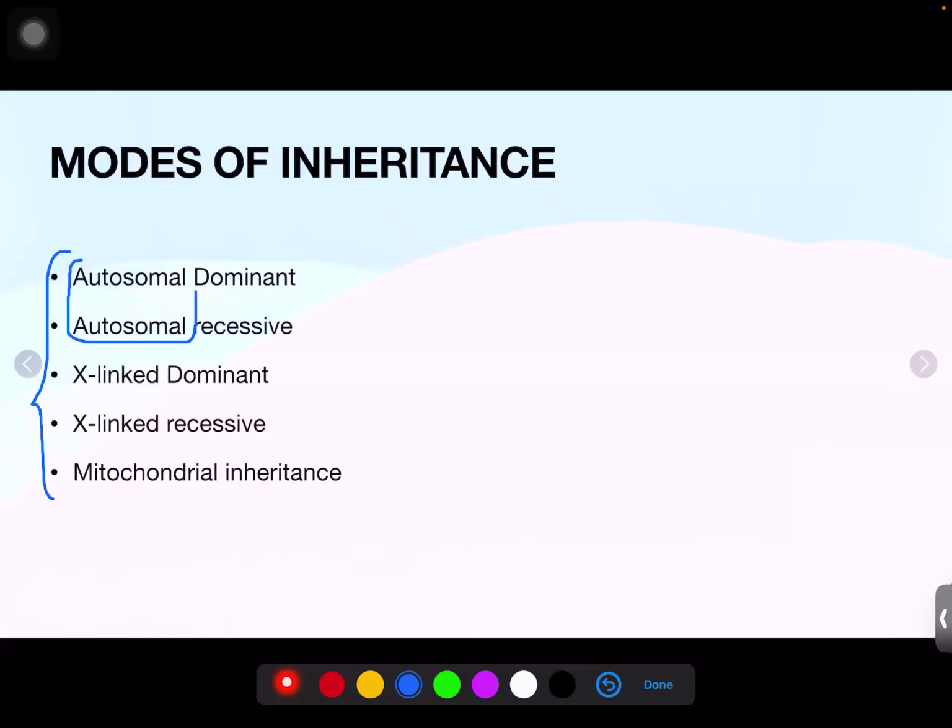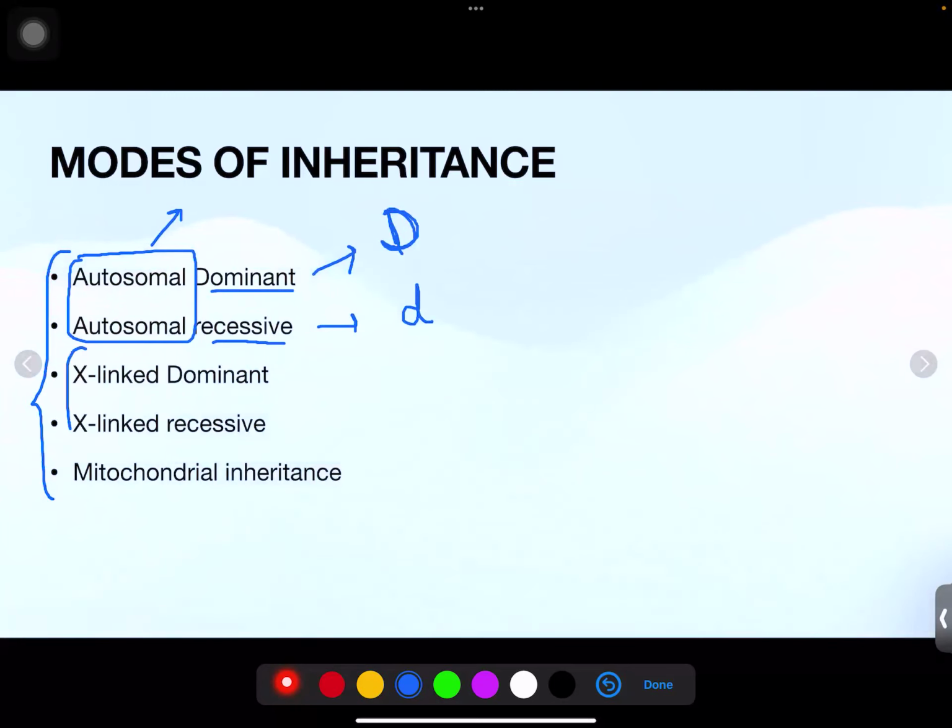Autosomal. Autosomal means the disease involves the autosomal chromosomes. The 22 pairs are autosomal chromosomes. So the disease pattern is actually a dominant or a recessive pattern. Dominant means the capital. You can write it like the capital. Recessive, it's a small d.